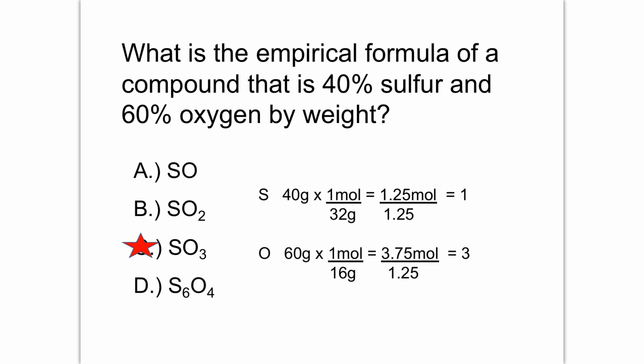Alright, so here are the answers. Hopefully you got the same answers as we did. So 40 grams of sulfur, when I convert that to moles, I get 1.25 moles. 60 grams of oxygen, when I convert that to moles, that's 3.75. 1.25 is the smaller of the two, so I divide through by 1.25 to get this to be 1. Fortuitously, that became a 3. So my ratio is 1 mole of sulfur atoms for every 3 moles of oxygen atoms, or in a compound, there's 1 sulfur atom for every 3 oxygen atoms. And that's what you got here.